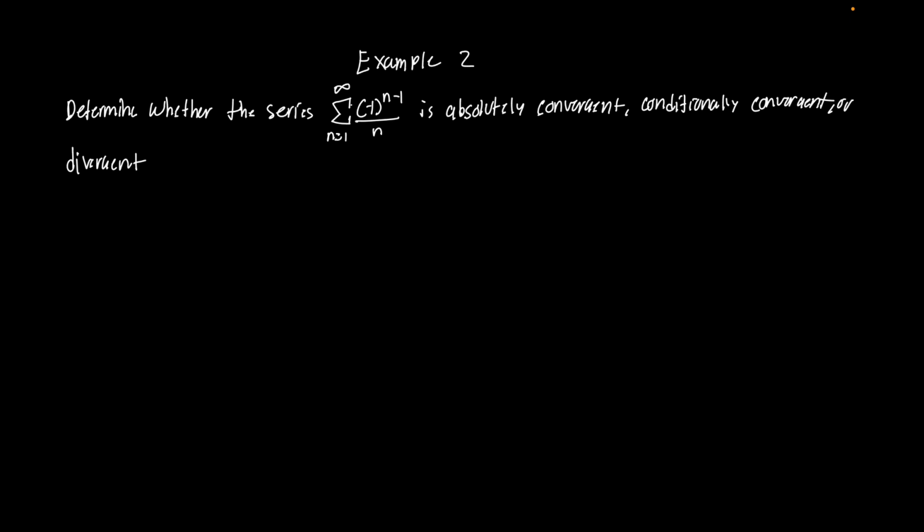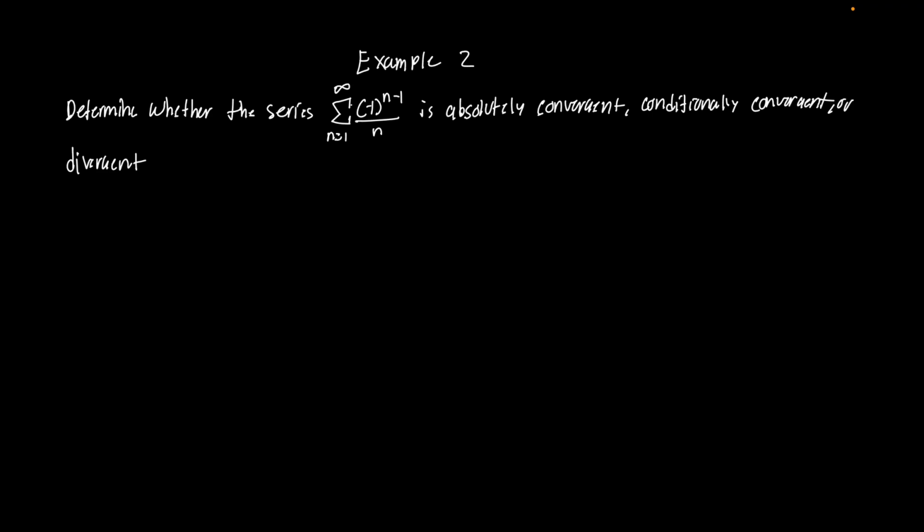For the last example, we could see that it was n squared, so we knew that it was a p series. But for this one, we're not really sure, right? Because we know when p is less than or equal to 1, this diverges.